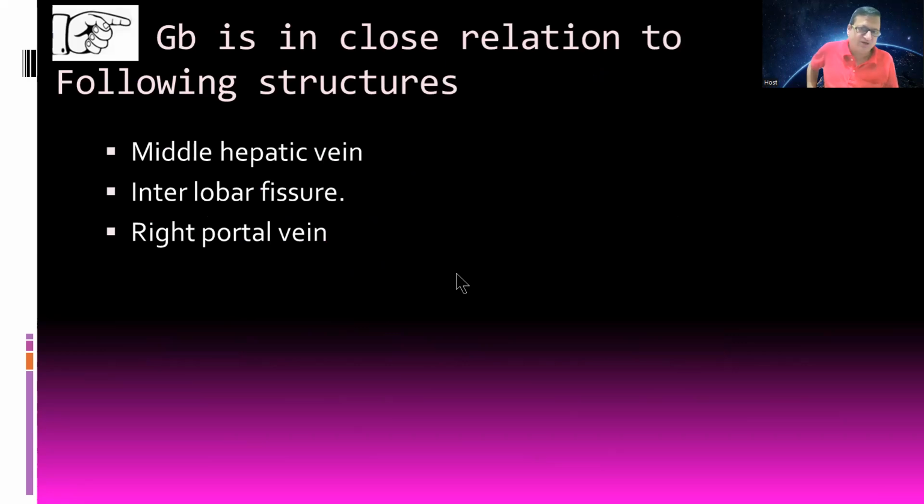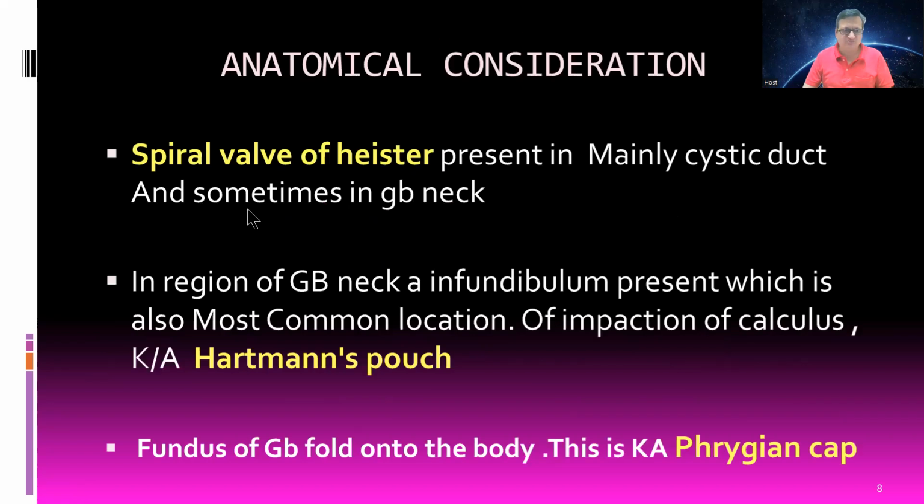Remember, gallbladder is in close relationship to the following structures, that is middle hepatic vein, interlobar fissure or main lobar fissure, and the right portal vein. Now, some anatomical considerations regarding the gallbladder: the spiral valve of Heister is present mainly in the cystic duct and sometimes in the gallbladder neck, and it prevents the collapse of the cystic duct.